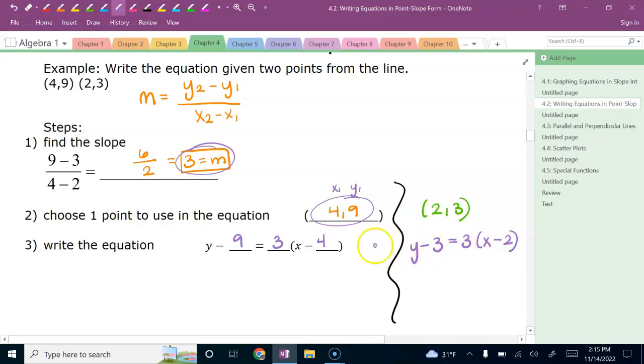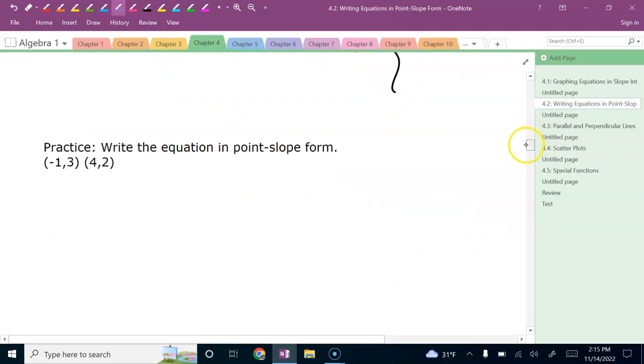Either one of these equations would be acceptable. And both of them would represent the line. Now, they might look different right now, but if I were to rearrange these equations and write them in slope-intercept form, they would actually end up being the exact same equation. So that's why both of those answers would be acceptable, and that's why it doesn't matter what point you pick. So I want you guys to try to do the practice problem underneath here.